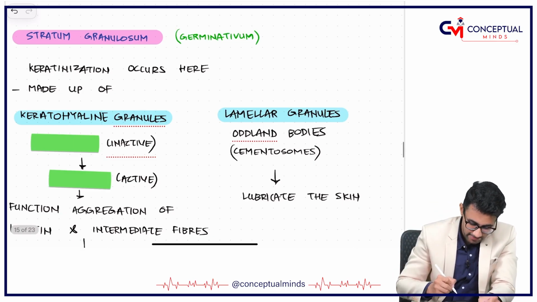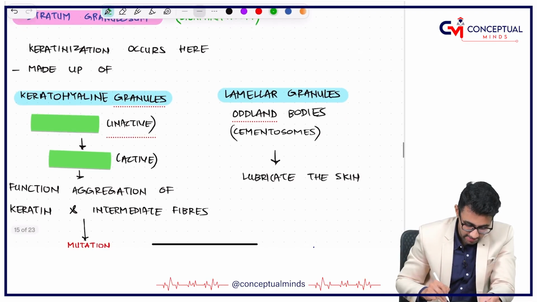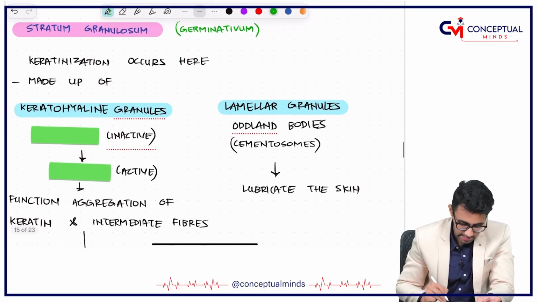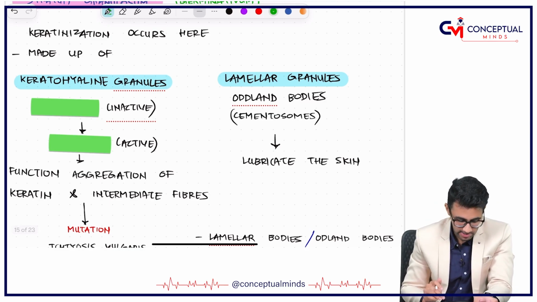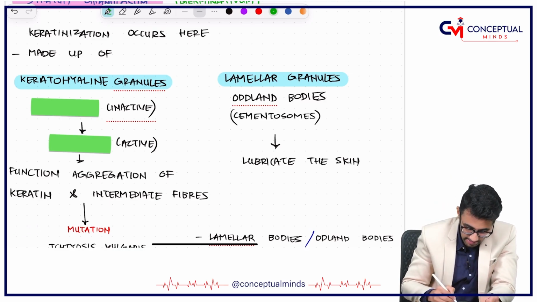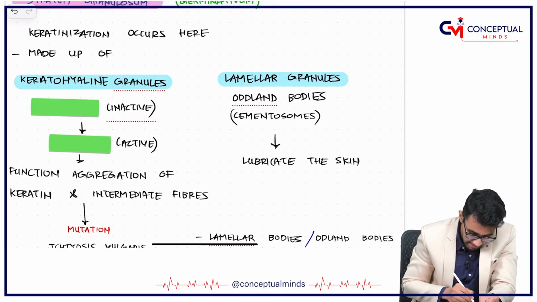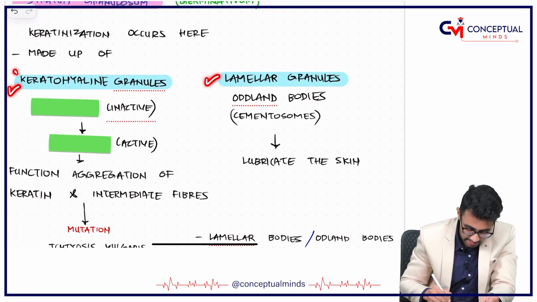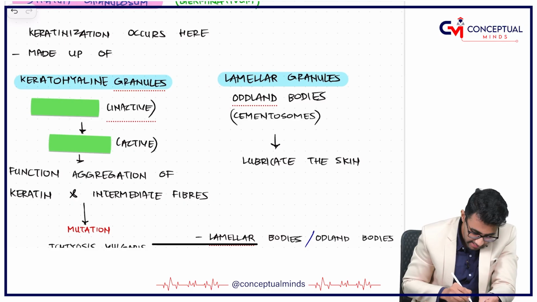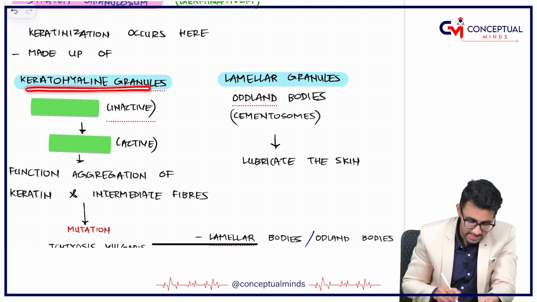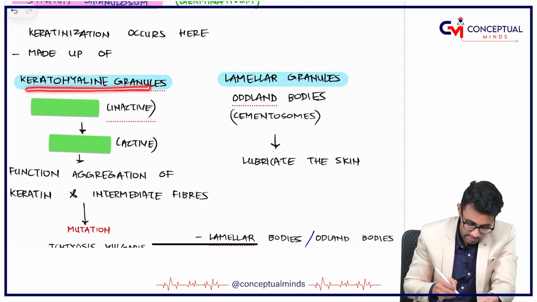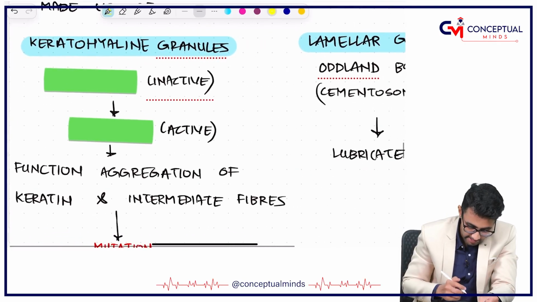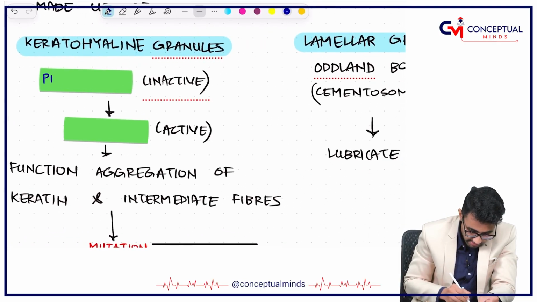Let us just learn about the stratum granulosum. It is also called germinativum. And the granules, we just said, there are two types of granules: keratohyalin granules and the lamellar granules. In the keratohyalin granules there are two things, profilaggrin and filaggrin. Profilaggrin is the inactive part. I'll write it down. This is the profilaggrin.